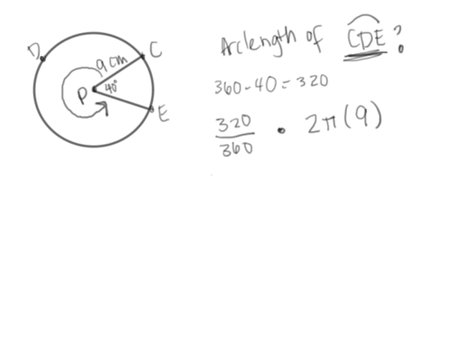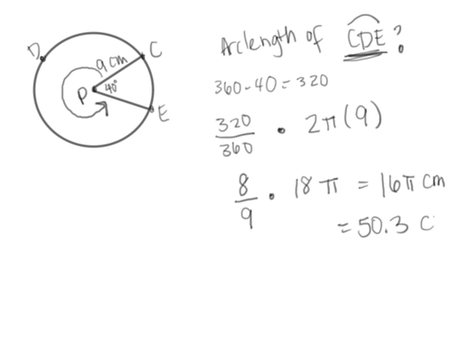Now the rest is just simplification. So 320 over 360 is 8 over 9. So that's 8/9. In other words, this piece over here is just 1/9 of the circle. I want 8/9 of this entire circumference, which would simplify to 18 pi. And when I multiply that together, I end up with 16 pi centimeters. Or if you wrote it to the nearest tenth, that would be 50.3 centimeters in this case again.